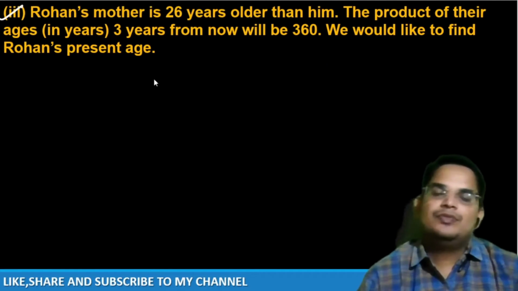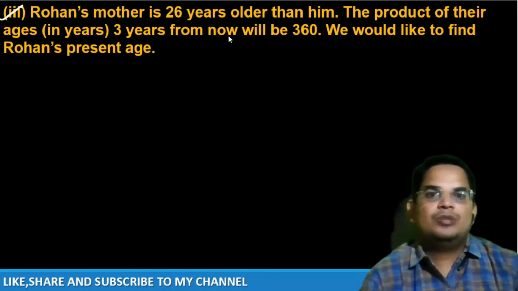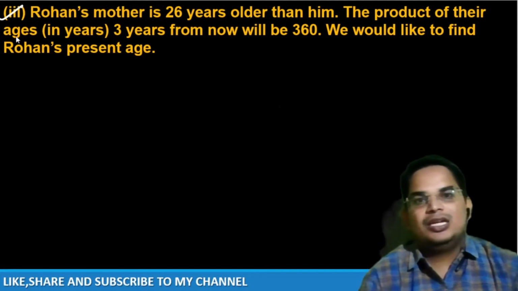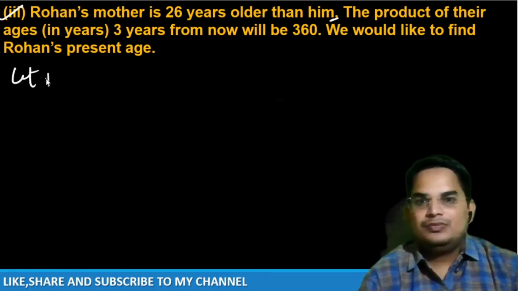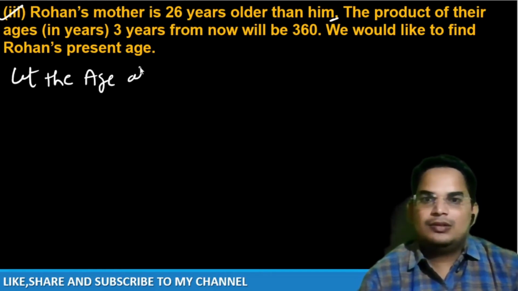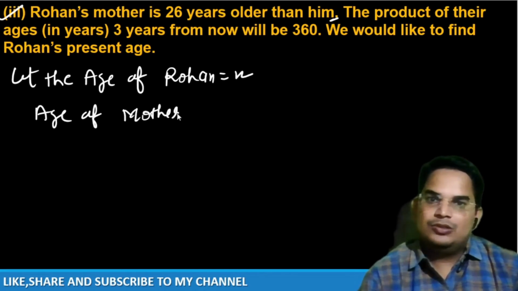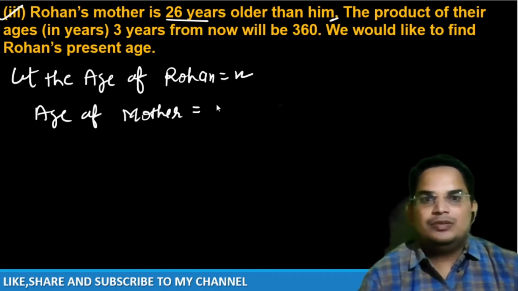Next question, the third part. Rohan's mother is 26 years older than him. The product of their ages in years 3 years from now will be 360. We would like to find Rohan's present age. Very easy question, children. Rohan's mother is 26 years older than him. Let the age of Rohan be equal to x. Now the age of mother, that is 26 years older than him, so it will be 26 plus x.